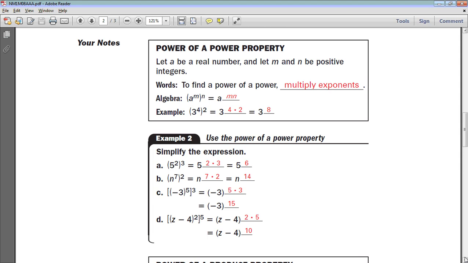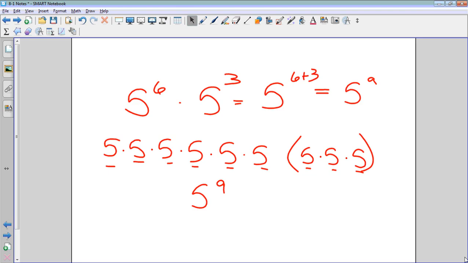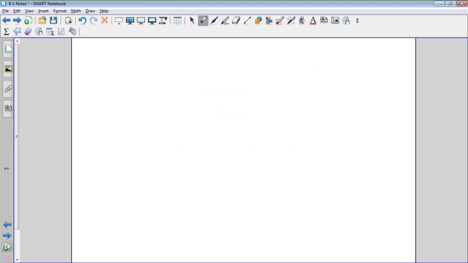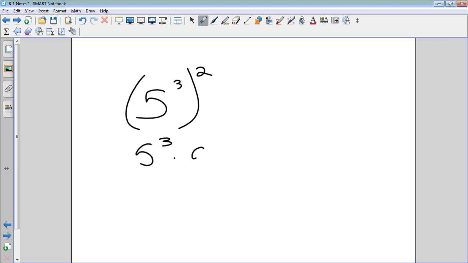When you multiply two exponents with the same base, you add them. You see how this is a power to a power? Now I'm going to explain why in just a second. Watch. You have 5 cubed squared. I'm going to work the outside in. Isn't this just 5 cubed times 5 cubed? Yeah, because I'm taking 5 cubed and I'm squaring it. 5 cubed times 5 cubed.